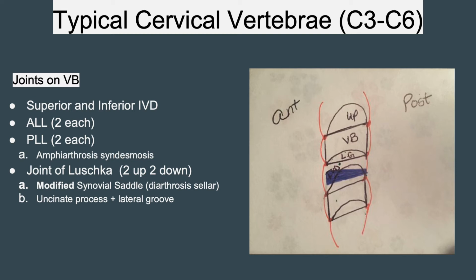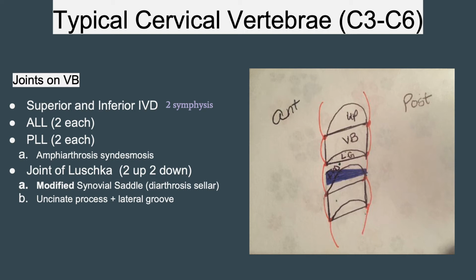So when you start thinking about the joints on the body of a typical cervical vertebrae, think of what's right on top and right on the bottom. So there's going to be 2 joints there. Those are going to be your superior and inferior intervertebral discs. So 2 symphysis joints.